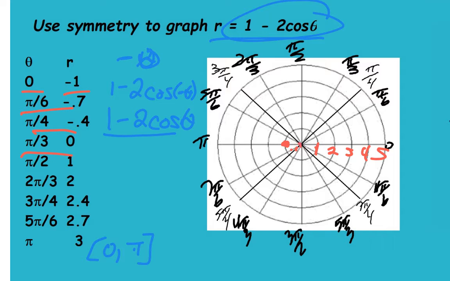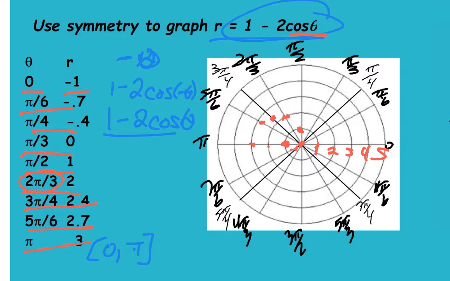At pi over 3, it's 0. At pi over 2, I'm out at 1. At 2 pi over 3, I'm out at 2. And all I'm doing is plugging these in and simplifying. You can use your unit circle to figure out the values. You can use a chart and just make sure. At 3 pi over 4, I'm at 2.4. At 5 pi over 6, I'm at 2.7. And then at pi, I'm at 3.